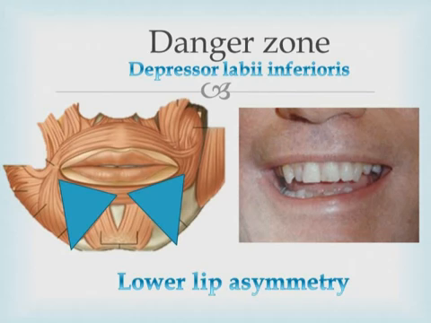It can cause a lower lip asymmetry like in the other pictures. So if that happens, you see the right side of the patient is the active muscle. So if you want to correct it, inject on the right side.